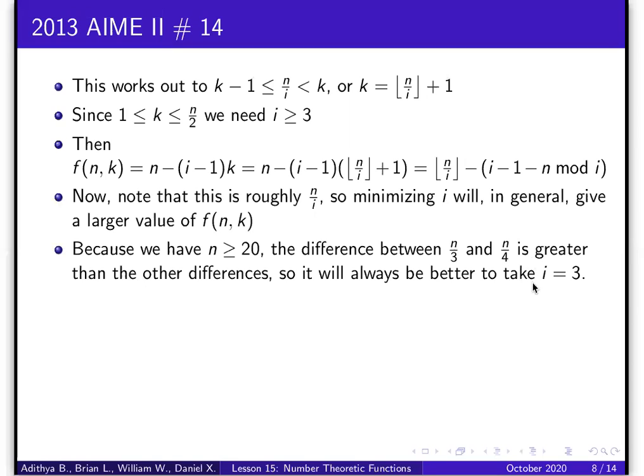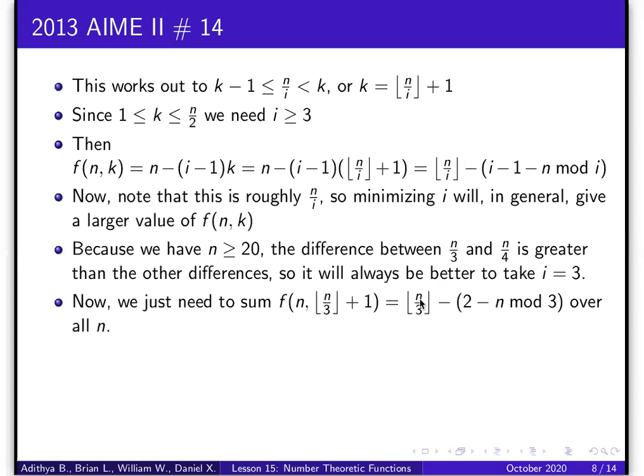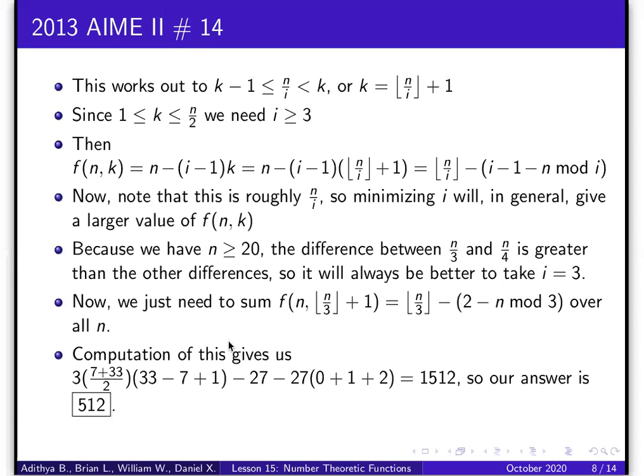We just plug in i equals 3 now, and we get this. Now we just need to calculate the sum of this from 20 to 100. This is just a bunch of computations that you can probably do. It's arithmetic sequence computation for the most part. You compute it, and you get your answer of 1512. So the final answer is 512.